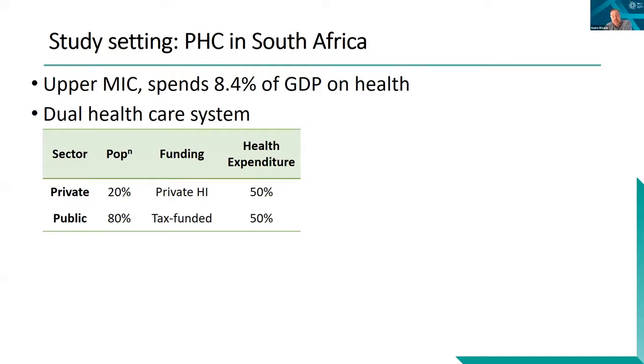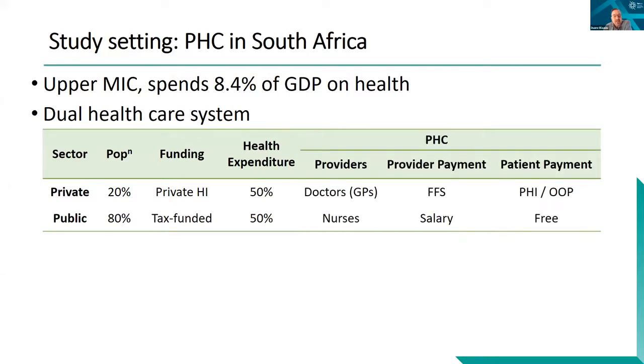In terms of primary health care, in the private sector, primary care is provided by doctors who are paid fee for service. The patients fund those consultations through their private health insurance, or some choose to pay out of pocket to see a private provider. In the public sector, you're likely to see a nurse in a primary care clinic who's paid by salary, but the fee for patients is free. Services are free at the point of care.